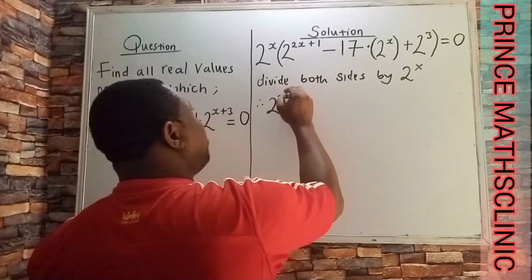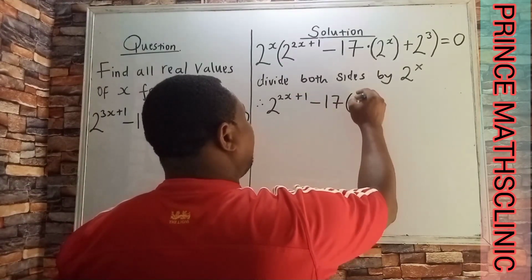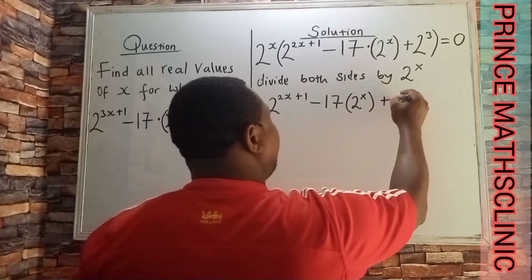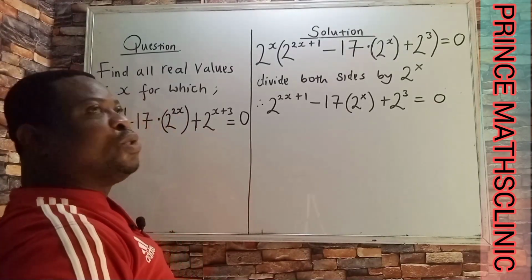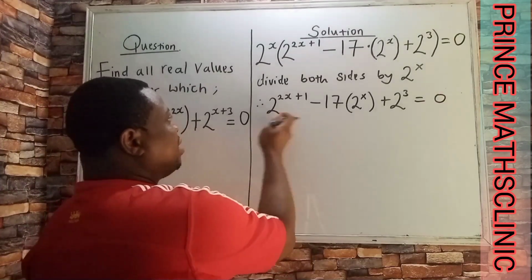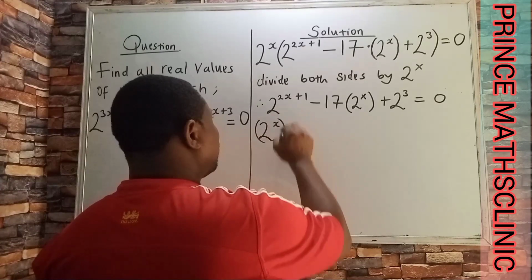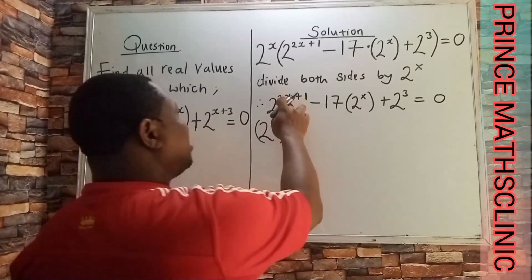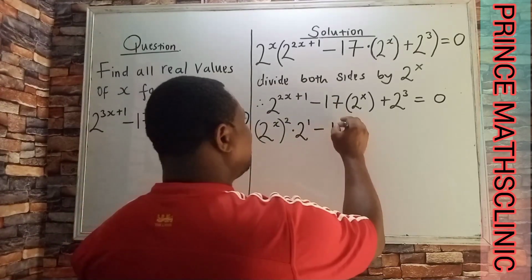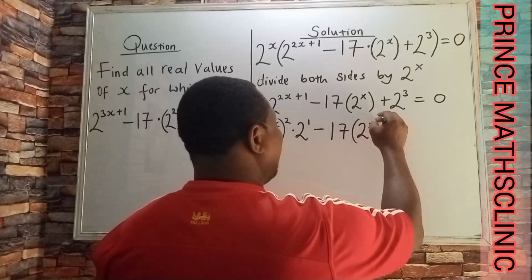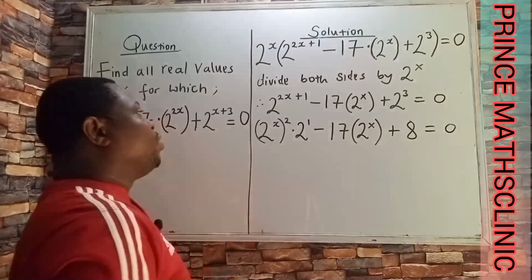Therefore, 2 to the power of 2x plus 1, minus 17 multiplied by 2 to the power of x, plus 2 to the power of 3, equals 0. Now, what do we have left? I can rewrite this. And how do I rewrite this? I can now say 2 to the power of x squared, because 2x is the same as x times 2, multiplied by 2 to the power of 1, minus 17 multiplied by 2 to the power of x. 2 to the power of 3 is 2 times 2 times 2, which is 8, equal to 0.